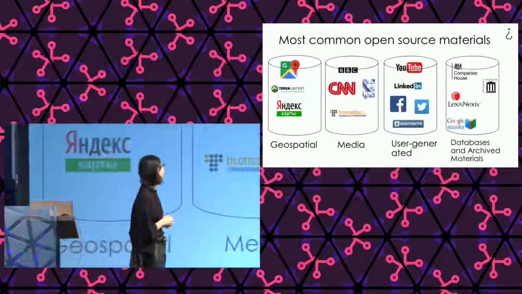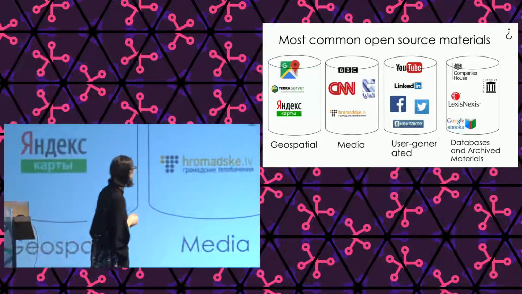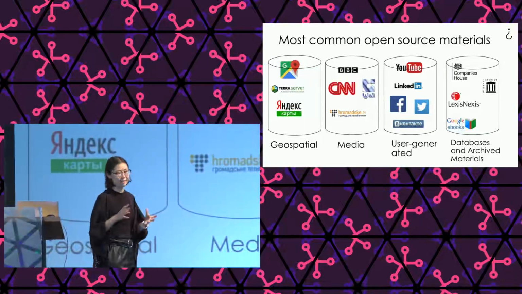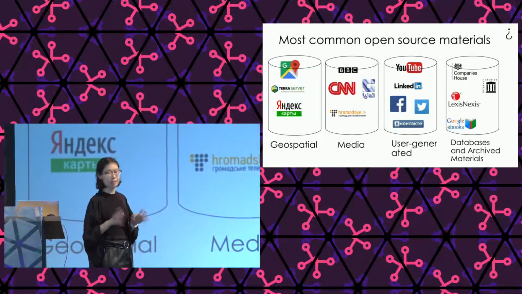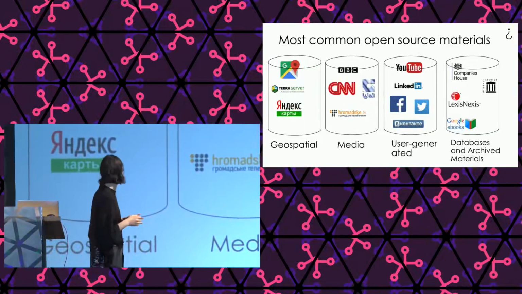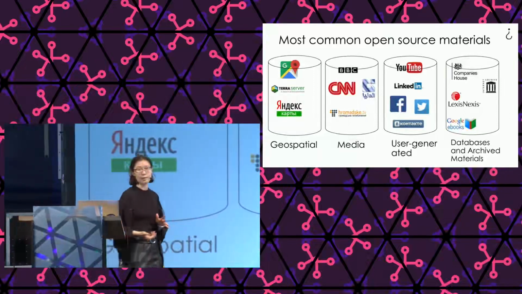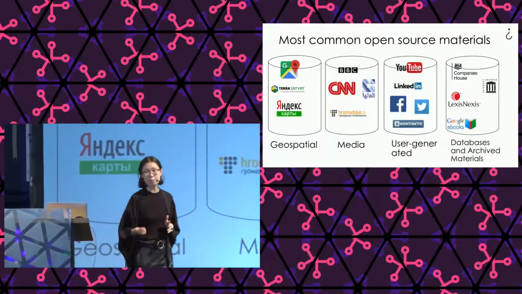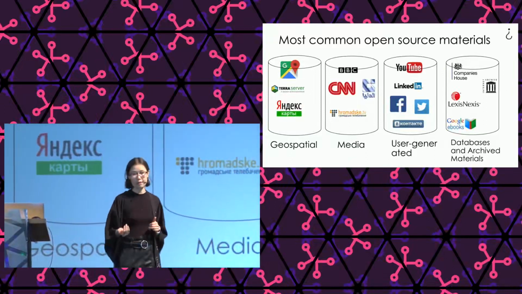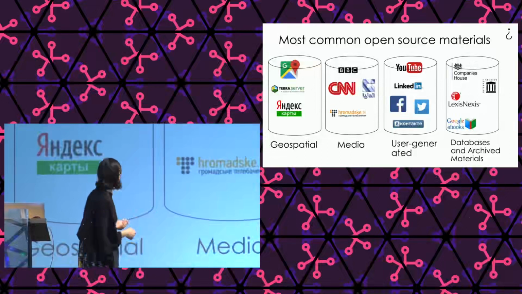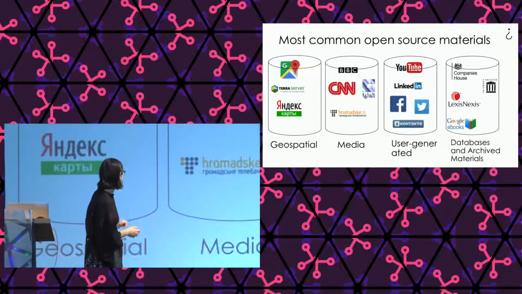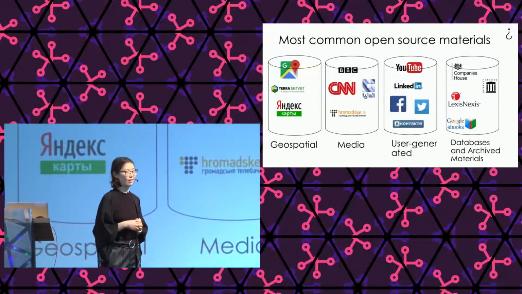So, open source materials, what are those? We have these four blocks of open source material categories, okay? First of all is the geospatial, the fancy word for mapping services. These are things like Google Maps, Yandex Karty, which is basically Yandex Maps, Terra Survey, Planet subscription, etc. This one is very, very useful for many things.